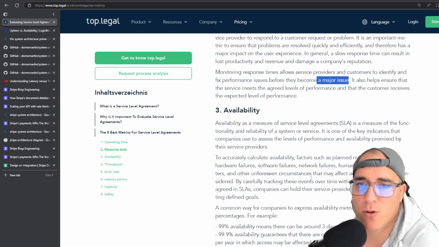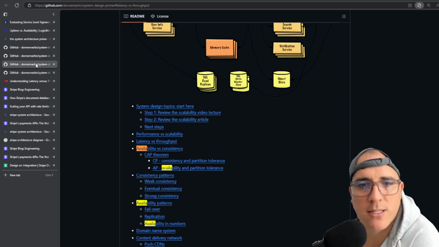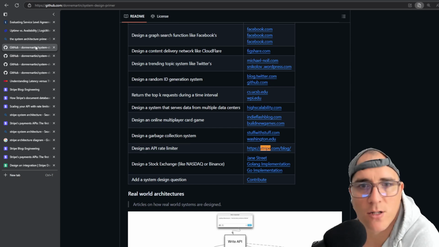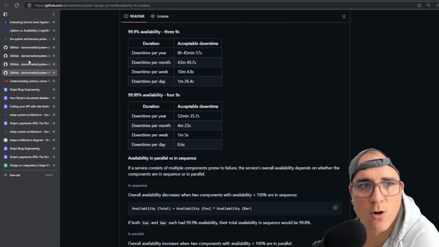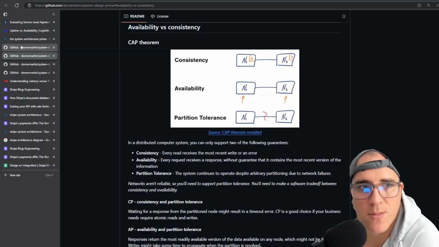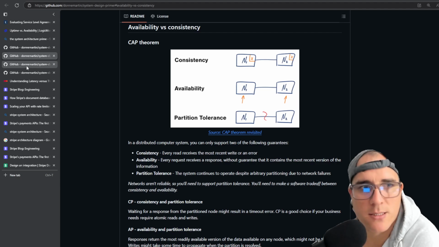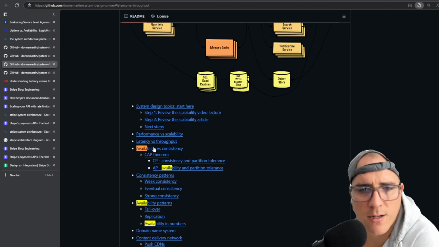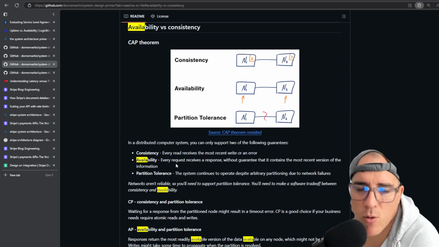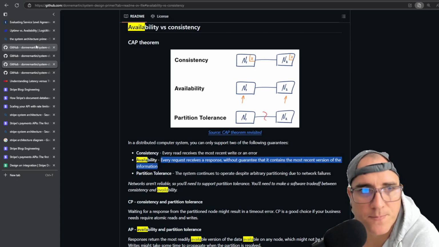Availability is another important measure that service level agreements have, and is a measure of the functionality and reliability of the system or the service. I like the availability concept that I have highlighted for us, which I believe is simple to understand this way. Let's see if I can find it here. Availability: every request receives a response without a guarantee that it contains the most recent version of the information. Okay?